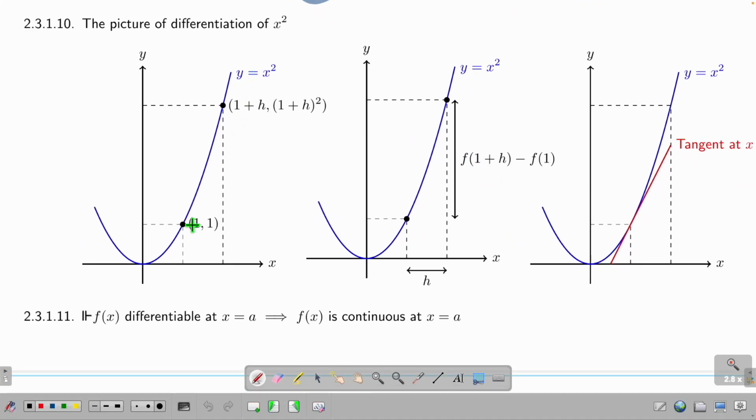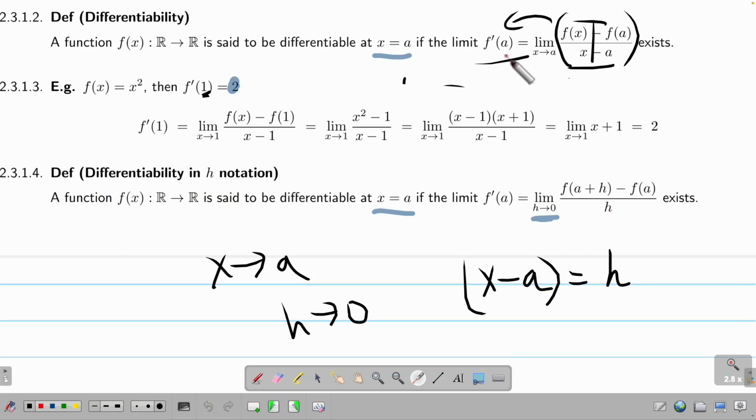Here's the picture. Blue is f(x). What is differentiation doing? Differentiation is finding the slope. This is the geometric meaning. Differentiation is finding the slope. This is wrong. Why? I just said differentiation is this limit. Did I say anything about slope?